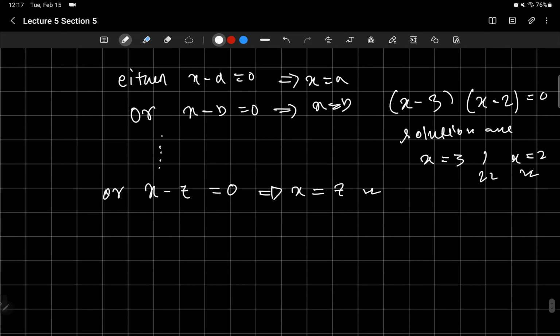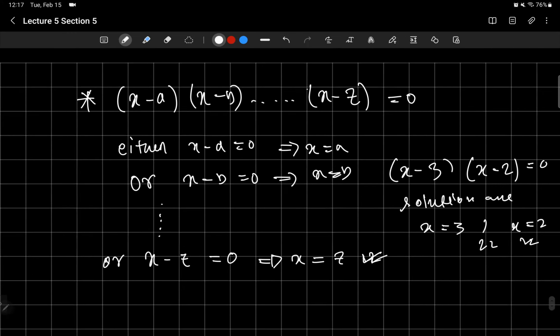And when you guys do graphs, when you learn plotting and stuff, this quadratic equation will intersect the x-axis at point 2 and point 3. These are our solutions. We'll get to that when we talk about plots and stuff. But yeah, that's how this factorization thing works, really.